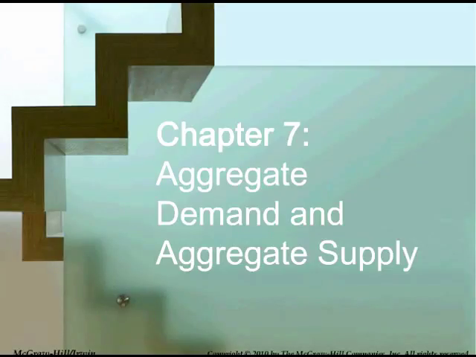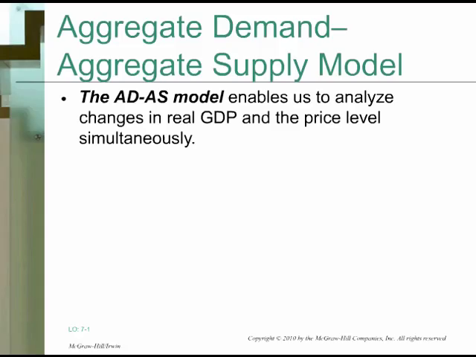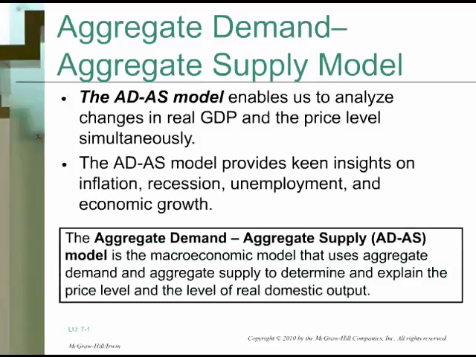Chapter 7. Aggregate Demand and Aggregate Supply. The Aggregate Demand Aggregate Supply Model, ADAS for short, is the macroeconomic model that uses aggregate demand and aggregate supply to determine and explain the price level and the level of real domestic output. It enables us to analyze changes in real GDP and the price level simultaneously. The ADAS model provides keen insights on inflation, recession, unemployment, and economic growth.